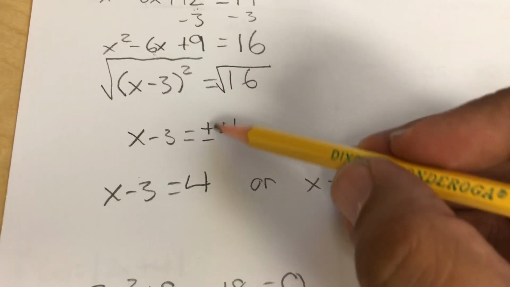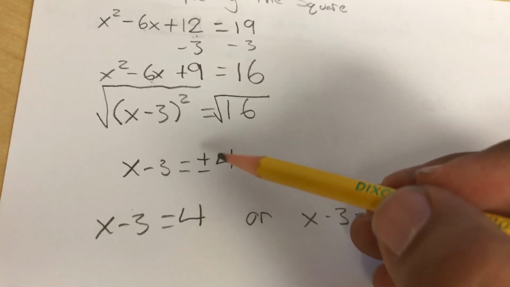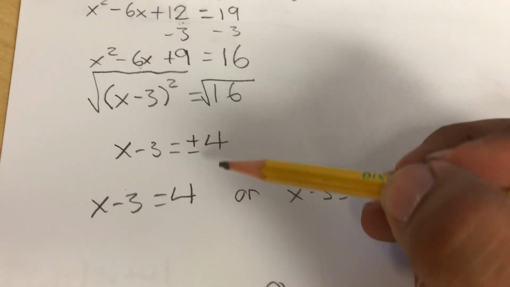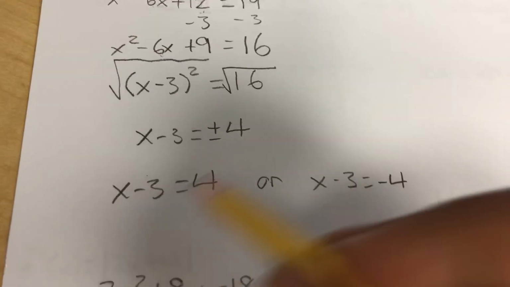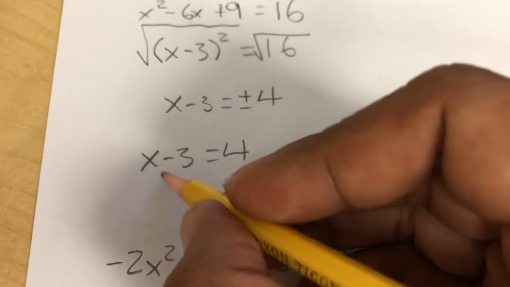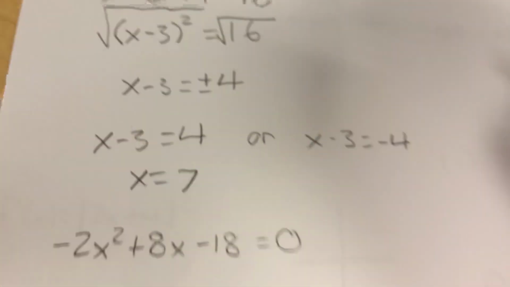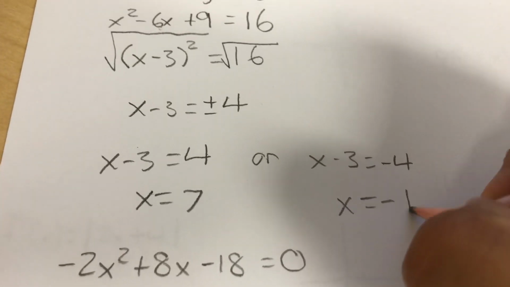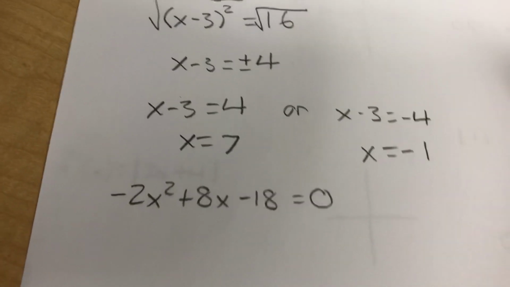Now, the reason why this can be positive or negative 4 is because you don't know the square root of 16. It could be 4 times 4 equals 16, or it could be negative 4 times negative 4 is 16. So there's two possibilities, and we've done both possibilities, and we solve. Add 3 to both sides, x equals 7. Add 3 to both sides, x equals negative 1. All right, so that's me completing the square.